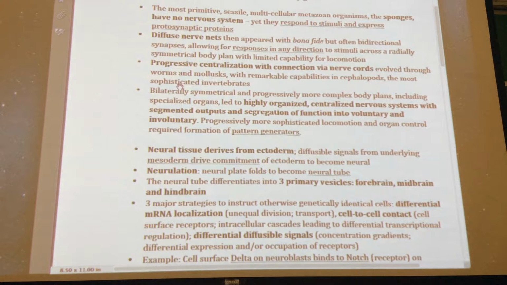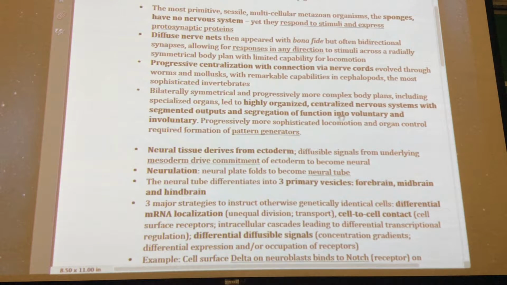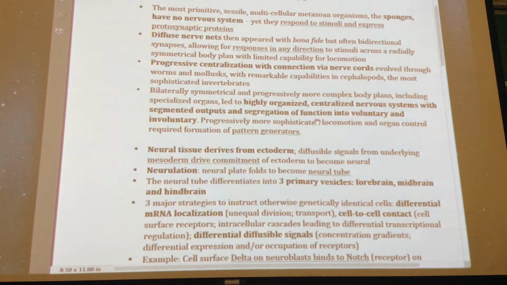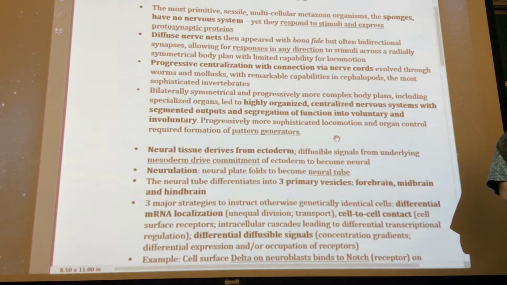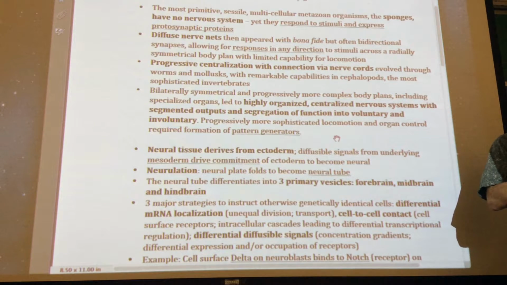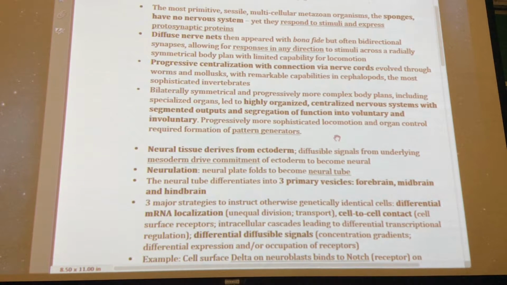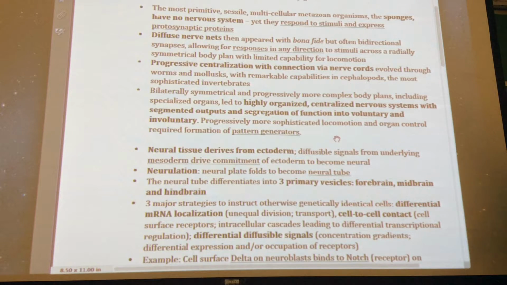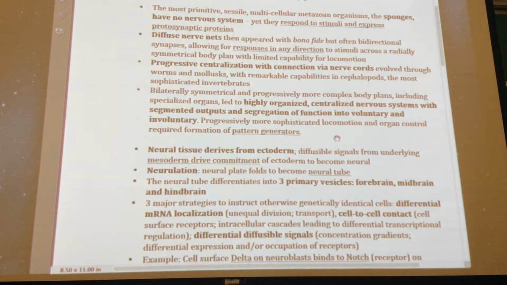Now we go to bilateral symmetry, progressively more complex plans, organized, centralized, segmented output, segregation of function into voluntary and involuntary. So that was something that was obviously lurking under what we talked about with the neuroanatomy, right? So moving your muscles is voluntary, you know, controlling your heart rate by and large is involuntary. Even if you can get to a Zen state, you can lower your heart rate. That's very unusual.